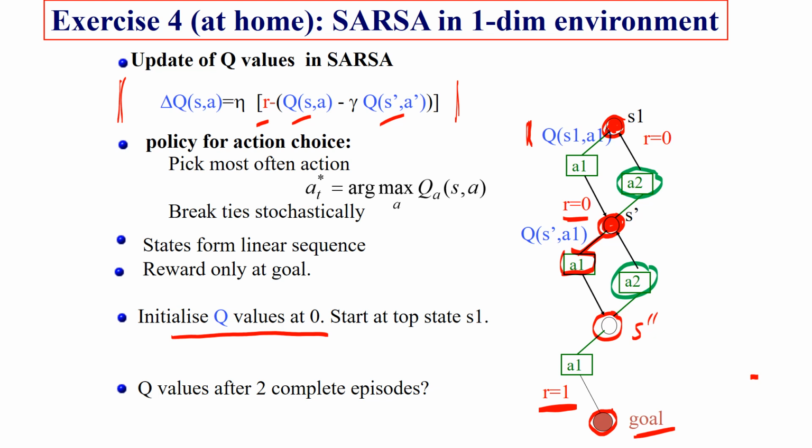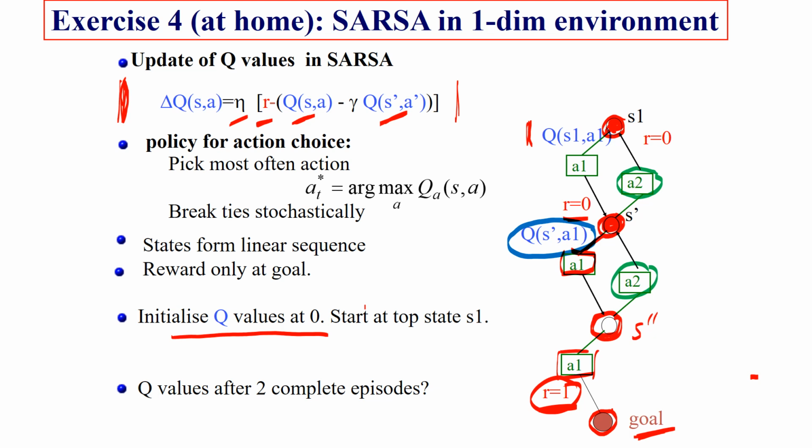And then I'm in state S prime. For the sake of the argument, let's suppose I choose again action A1. And that leads me to the final state S triple prime, which is the goal state. And now this time I do have an update. Going back to the SARSA rule, I would have a reward which is 1. Q was 0. Q of S prime was 0. So I have an update by eta. Suppose eta was 0.5. That now means that this Q value here would be updated by 0.5.